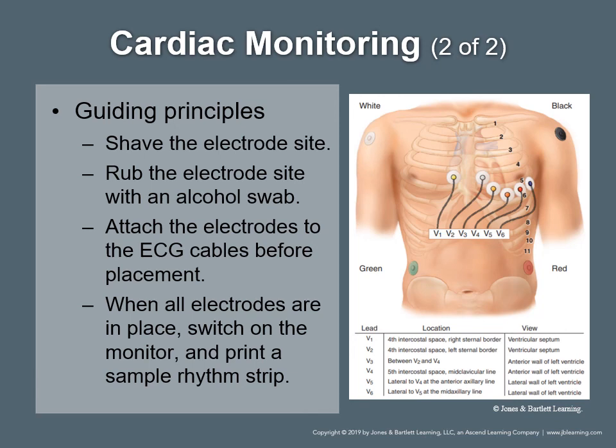When all electrodes are in place, switch on the monitor and print a sample rhythm strip. If the strip shows any interference or artifacts, verify that the electrodes are firmly applied to the skin and the monitor cable is plugged in correctly. Skill Drill 18.3 shows the steps for performing cardiac monitoring. Alright, so on this image, you have your limb leads. That's the white, the black, the green, and the red. You are going to see those labeled as LA, RA, LL, and RL. That stands for left arm, right arm, left leg, right leg.